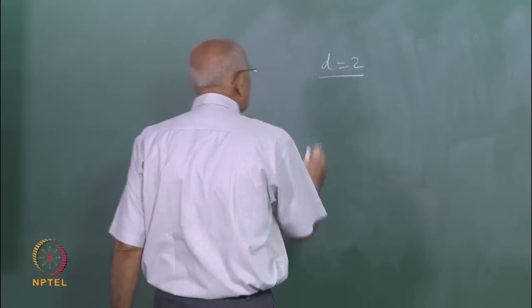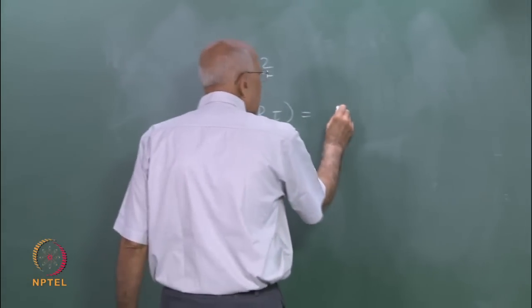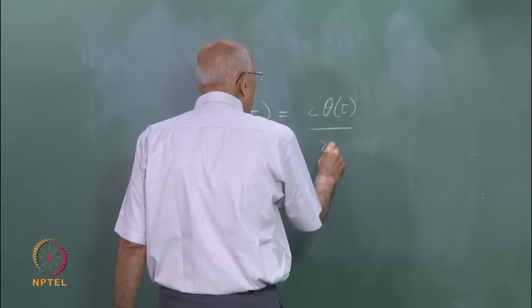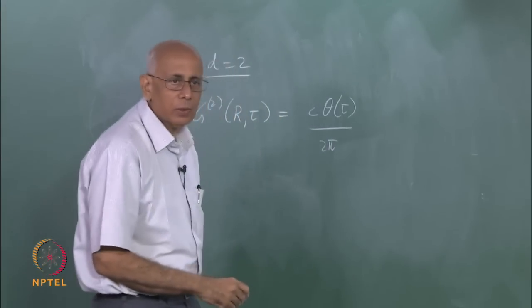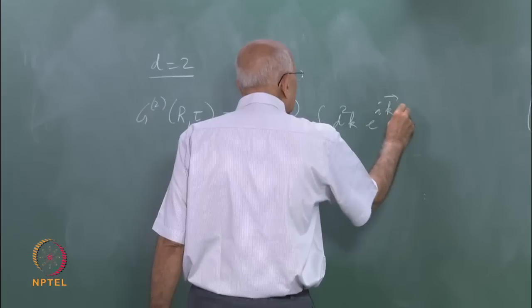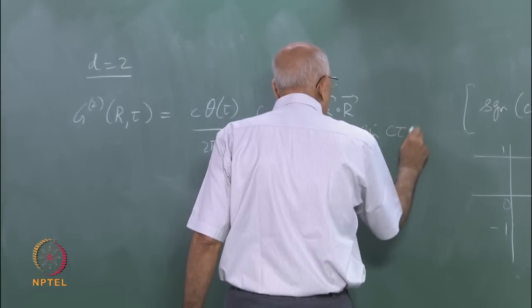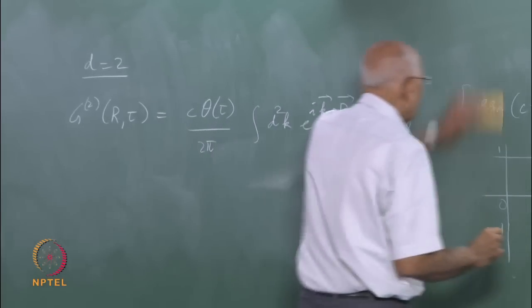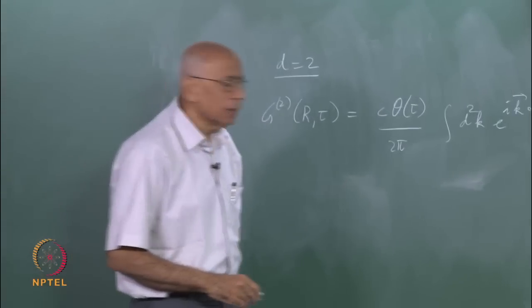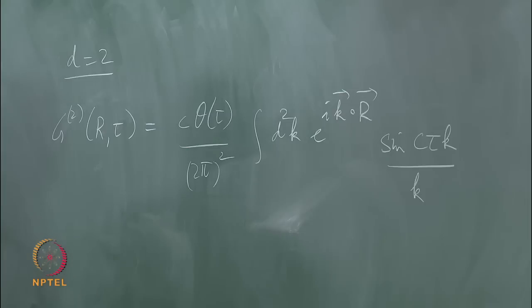and what was the Green function? G2 of r and tau was equal to, there was a c, you have to remind me of the factors now, there was automatically a theta of tau and then divided by 2 pi, and then there was a d2k e to the i k dot r, in this fashion, and then sin c tau k over k, where k is the magnitude of the vector k. In this case, that is the two-dimensional case. Pardon me? 2 pi whole squared, good, okay.